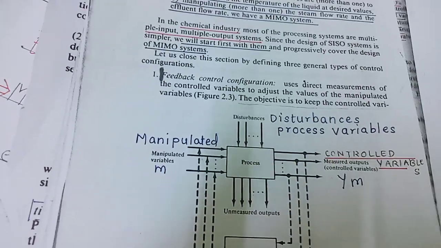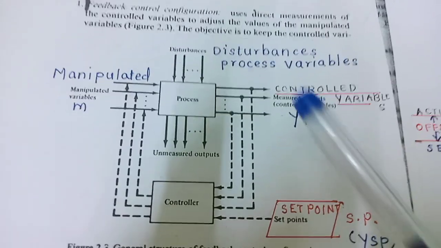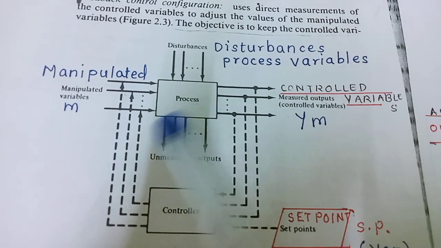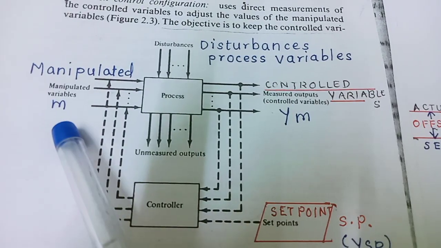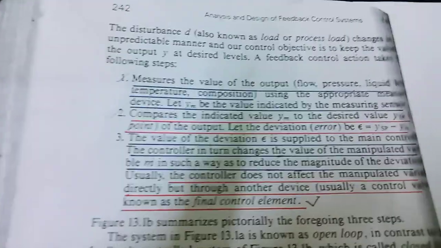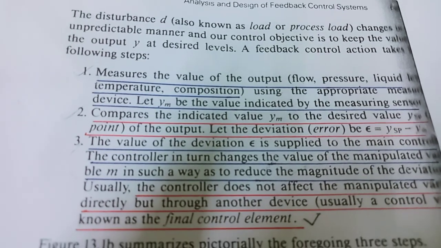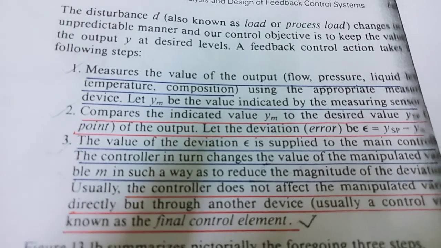Coming to this diagram of the configuration, this is the controller. We are giving the set point to the controller, it is Ysp. This is the control output, this is the controlled variable Ym, this is the process, and this is the manipulated variable M. Sometimes the disturbance is also known as process load or process variables.